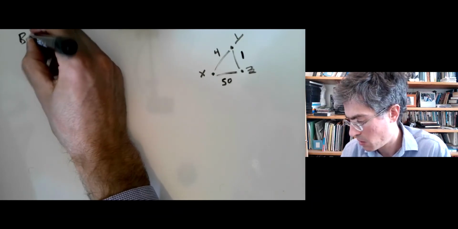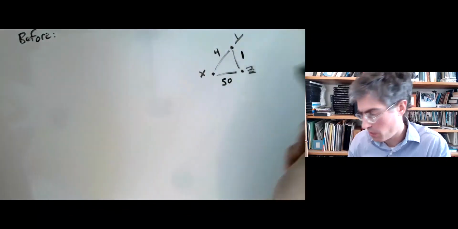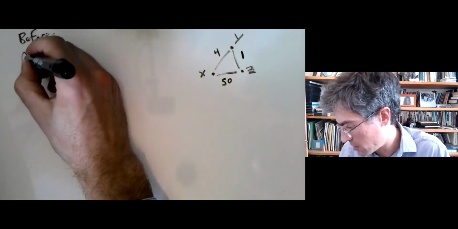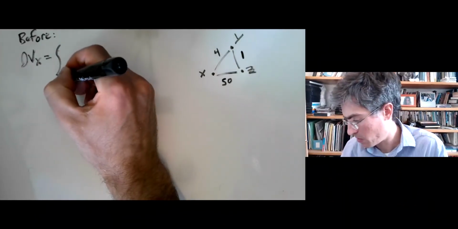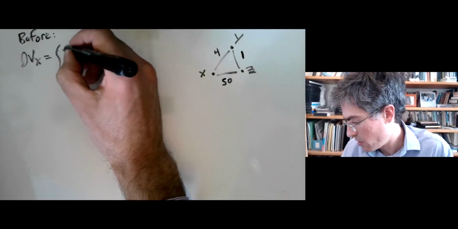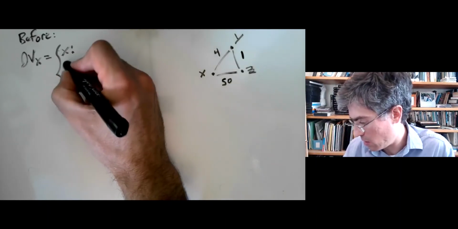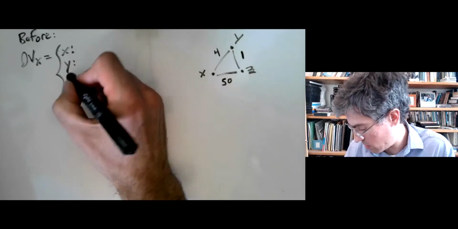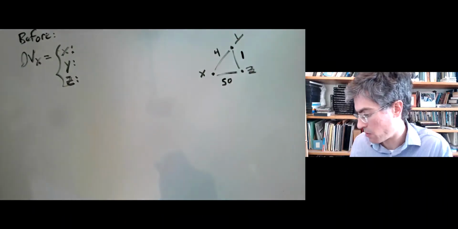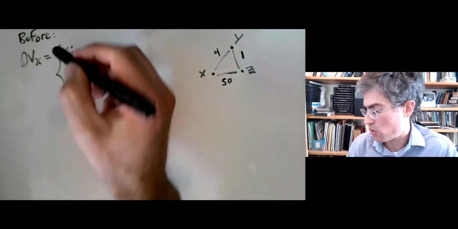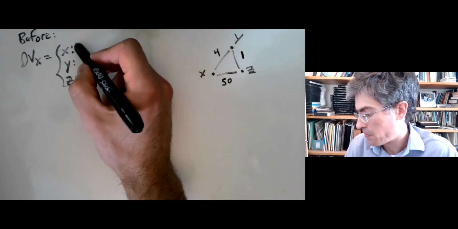So before, we have distance vectors for each one of these. The distance vector for x is, I'm going to draw it like a dictionary, so the destination is listed first. To reach x, there's a certain cost that we know about. To reach y, there's a certain cost, and to reach z, there's a certain cost, because these are the three possible destinations in the network. Remember, this distance vector stores for each destination the cost.